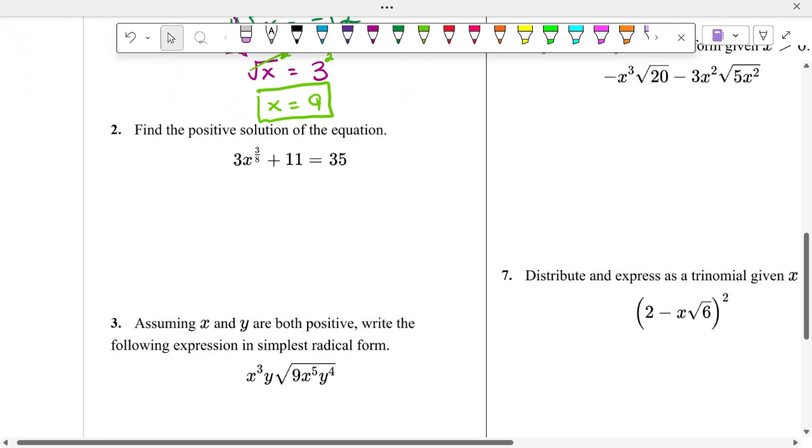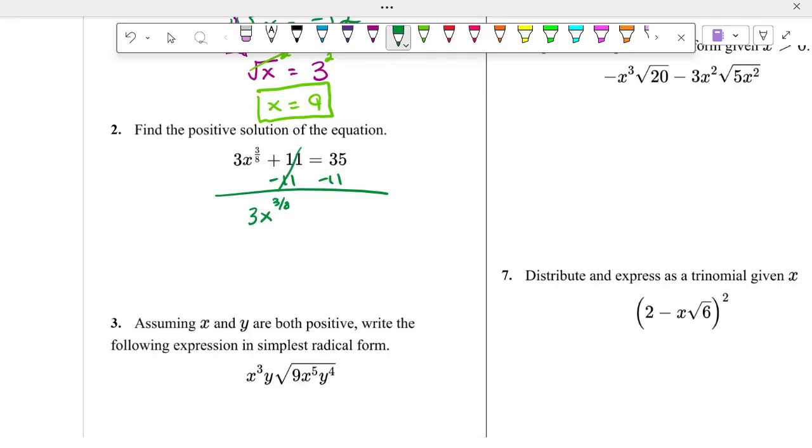So this one is a fractional exponent. So I'm not going to convert it to a radical. We're going to leave it as a fractional exponent. But what do you think my first step would be to solve? Subtract the 11. I get 3x to the 3/8 is equal to 24. Next up, divide by 3. X to the 3/8 is equal to 8.